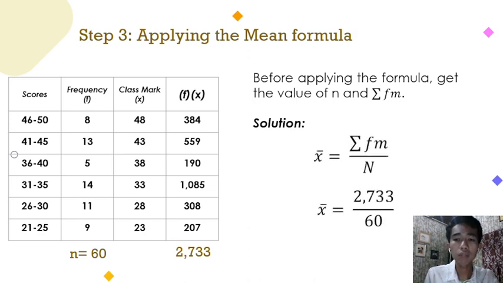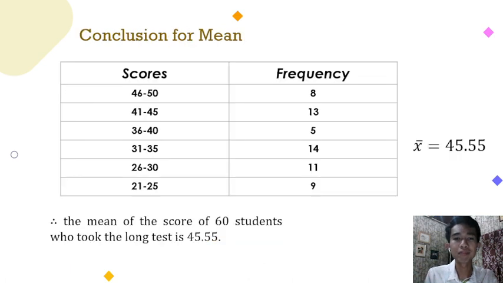So this is the mean formula. Substitute our value of summation of fx or fm, which is equal to 2733, and our value of n, which is equal to 60. So 2733 divided by 60 is equal to 45.55. To conclude, therefore, the mean of the scores of the 60 students who took the long test is 45.55.